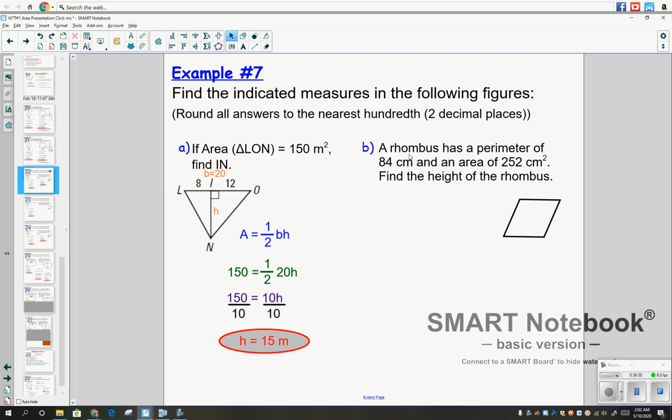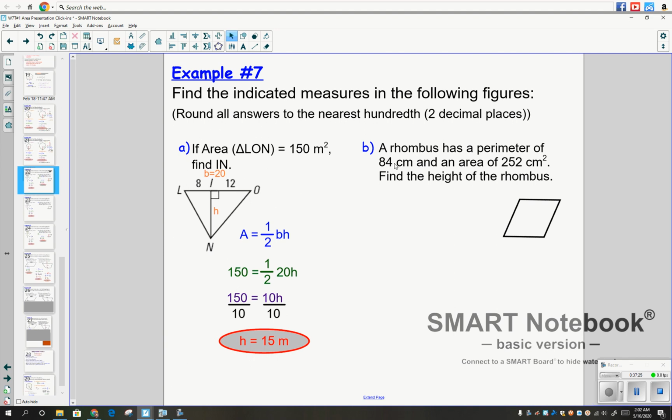So a rhombus has a perimeter of 84 centimeters and an area of 250 centimeters squared. Find the height of the rhombus. Now we did say you could find the area by doing 1/2 D1 times D2 because a rhombus has perpendicular diagonals. But a rhombus is also what shape? Yes, a rhombus is a parallelogram, because opposite sides are parallel. But I don't know the length of each side. Or do I? The perimeter is 84.